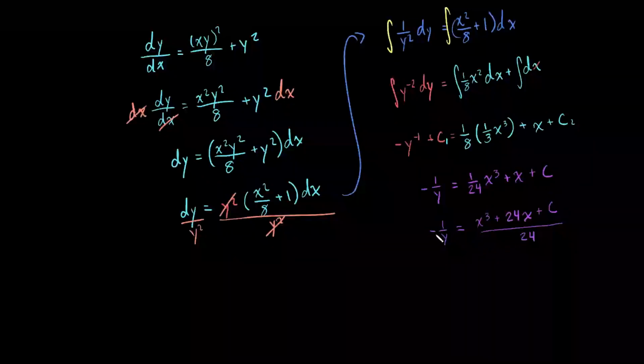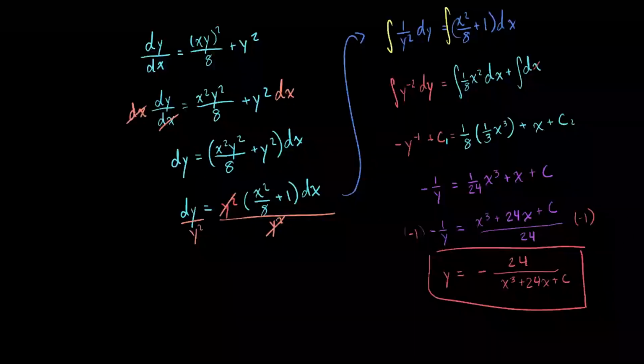From here, now we can actually multiply both sides by negative 1. Negative 1 on both sides. And we can take the reciprocal of both sides. So let's go ahead and do that. So if we multiply both sides by negative 1 and take the reciprocal, what we're left with is negative 24 over x to the third plus 24x plus c.